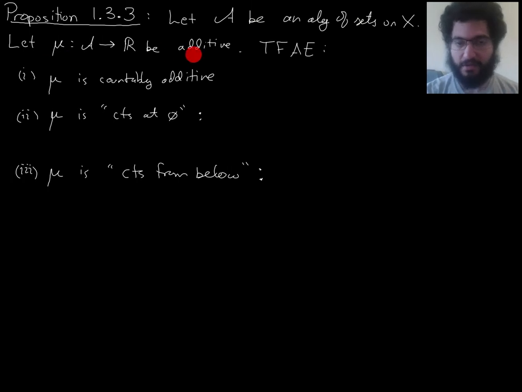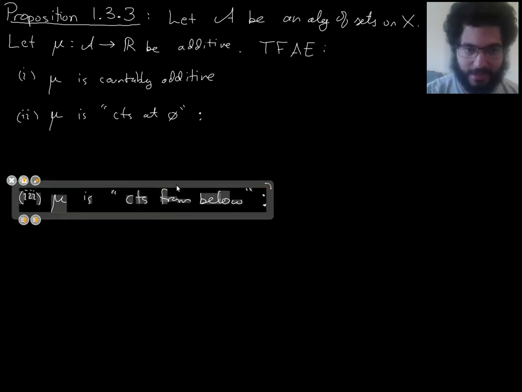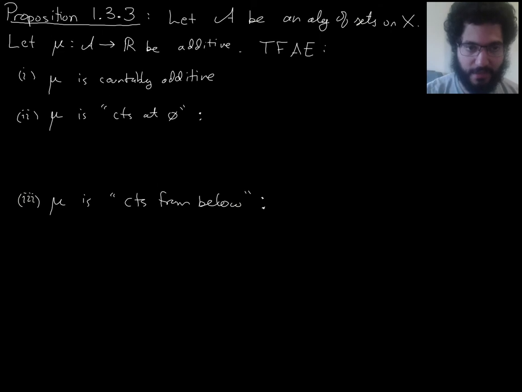Assume mu is additive. So this whole thing, we're assuming mu is additive, and we're going to look at, under the assumption that mu is known to be additive, some equivalent conditions to countably additive. So there's these two. One of them is mu is, quote, continuous at the empty set, and the other is mu is, quote, continuous from below. So these are not defined terminologies, so there's a colon here saying that I'm about to elaborate on what I mean by this. So continuous at the empty set.